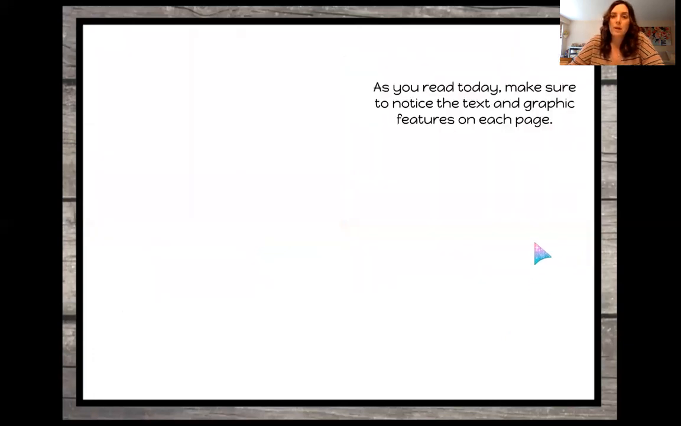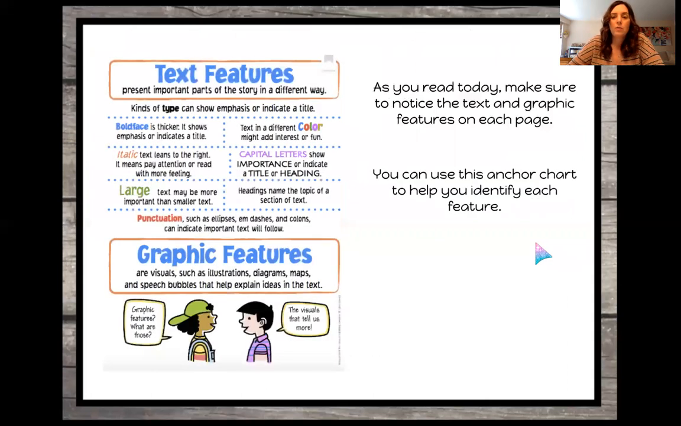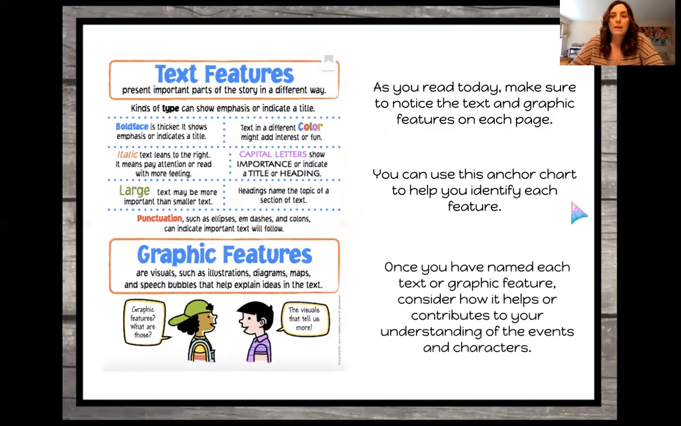So as you read today, make sure you notice the text and the graphic features on each page, and you can use this anchor chart to help you identify each feature. Once you've named each text or graphic feature, then think to yourself, how does this help me, or how does it add to or contribute to my understanding of the events and the character in this text?